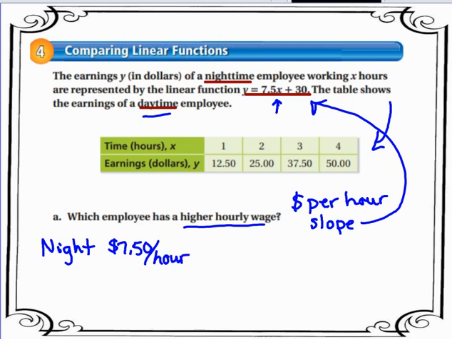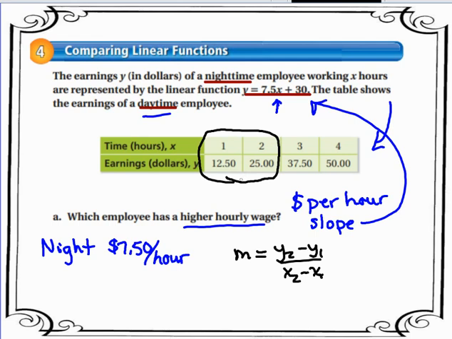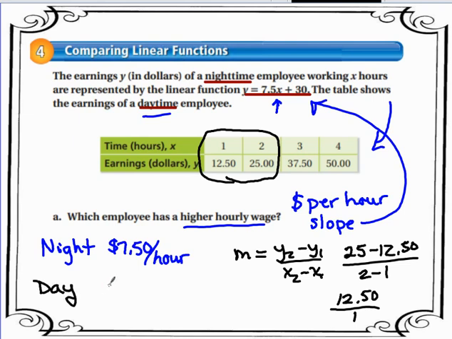All right, so what does the daytime worker make? So we're going to use the table and find the slope. Y2 minus Y1 over X2 minus X1. So it doesn't matter which ones we pick. Let's just pick the first two. And we'll say $25 minus $12.50 over 2 minus 1. So if you take your calculator and you subtract $12.50 from 25, you get $12.50 divided by 2 minus 1 is 1. So the daytime workers make $12.50 per hour.